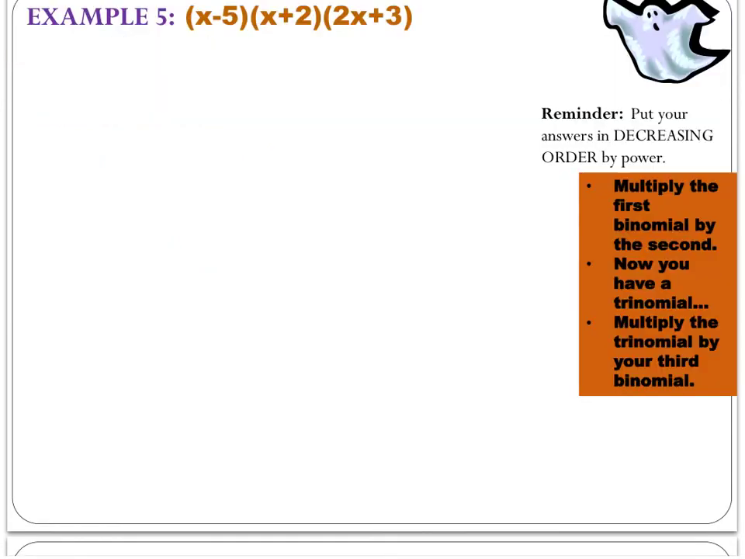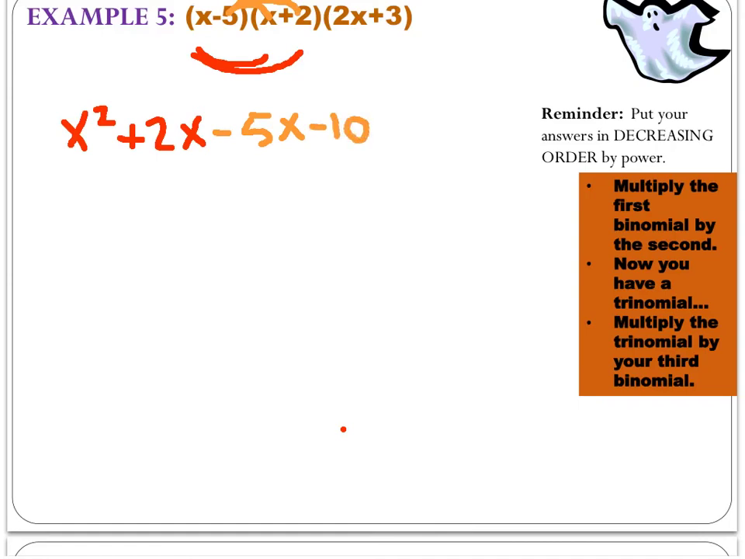Alright, so this one is a little bit more to do. So now I have 3 binomials multiplied together. So I have to multiply all 3. Now remember, with multiplication, I can actually do whatever order I want. But in this case, I'm going to go from left to right. So what I'm going to do first is multiply these two guys together. So this is just like one of the last problems we did. So I'm going to do x times x, x times 2. Now I'm going to do negative 5 times x, negative 5 times 2.